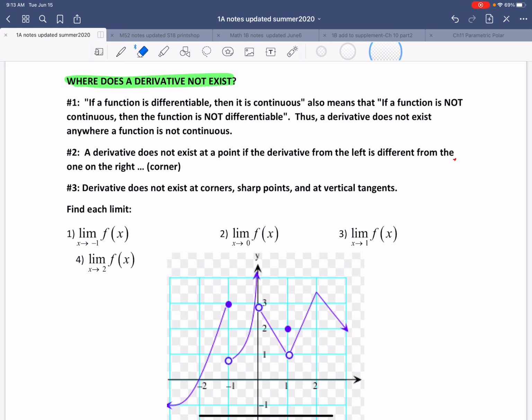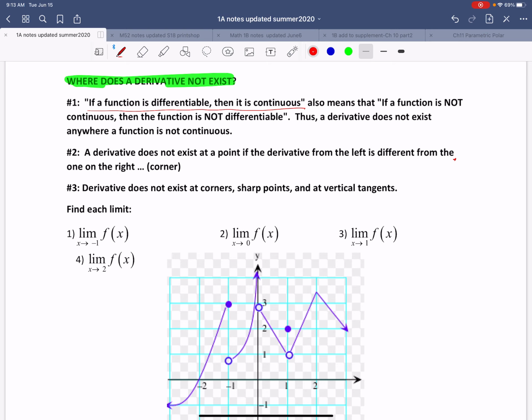Today's topic of discussion is the points where the derivative does not exist. If a function is differentiable, then it is continuous. A differentiable function is continuous, but the converse is not true. A continuous function may be differentiable or may not be differentiable at certain points. So a differentiable function is always continuous, but a continuous function may or may not be differentiable.